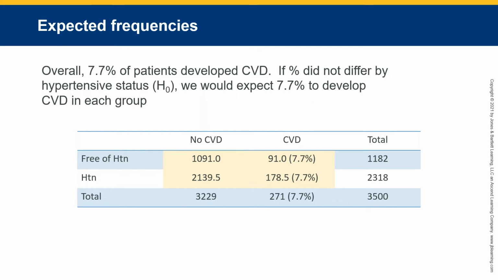So if there was no effect of hypertension on the development of CVD, these are the numbers of individuals we would expect to develop CVD. Now here I always say, now clearly we're not going to have half a person, 178.5. These are theoretical values, so I tell students we take this to 1 decimal place and that's sufficient.